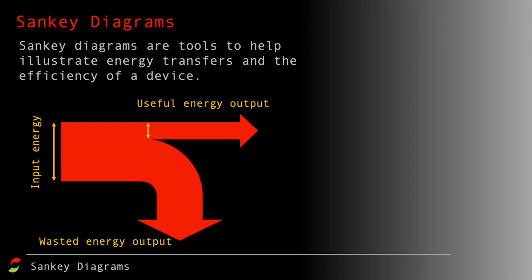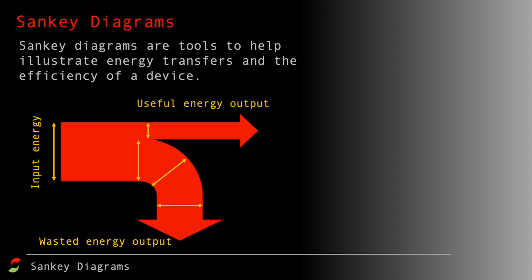So the arrow that goes down, we refer to as the wasted energy, whatever forms or transfers or stores they are. And the thickness of that arrow here across the arrowhead is the same as that thickness there. So the total energy is equal to the useful energy plus the wasted energy, and those two thicknesses add up to the input energy thickness all the way around.